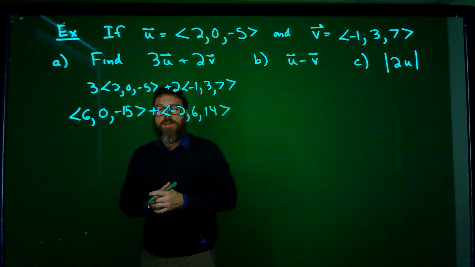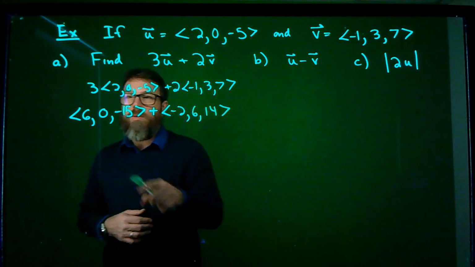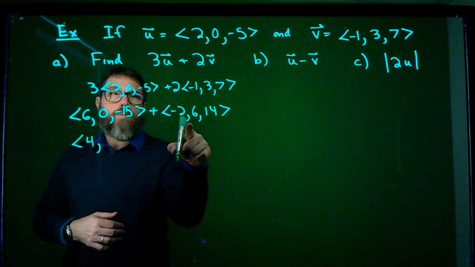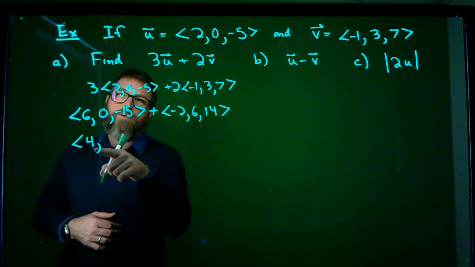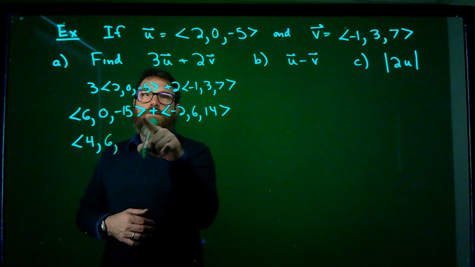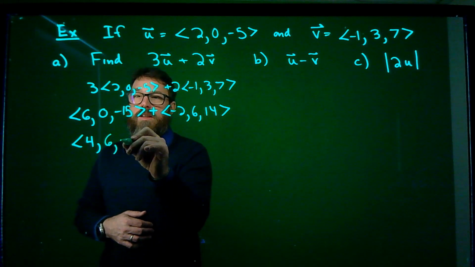Now in order to add the vectors, we just add the corresponding components. 6 minus 2 is going to give us 4. 0 plus 6 is going to give us 6. And then negative 15 plus 14 is going to give us negative 1.